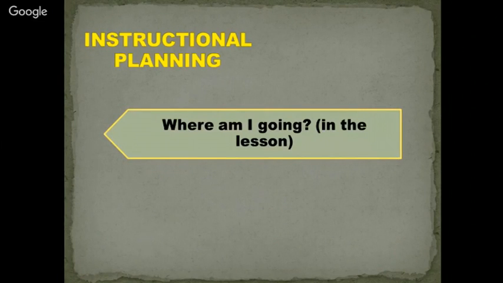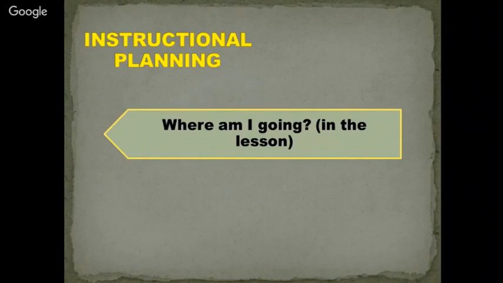First question is, where am I going? Means, what are the objectives? That is, at the end of a lecture, what students will be able to do. So where am I going means, because every teacher enters the classroom with a certain set of objectives, that after the topic is over, my students will be able to do this.